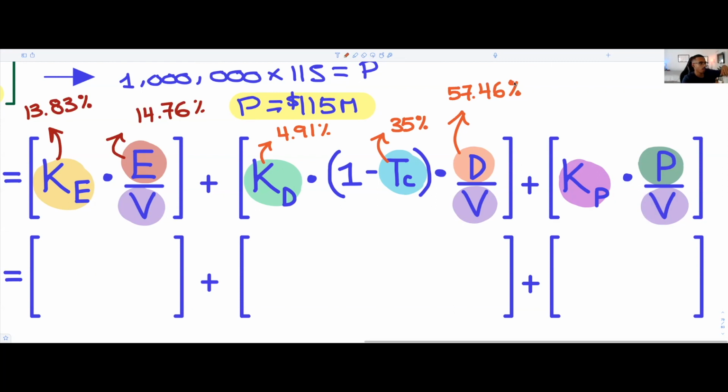Now for our cost of preferred shares, I'm going to round it up again. What was it again? It was 7.39%. And for the market value of preferred shares over the value of the firm, we're going to have 27.78%.